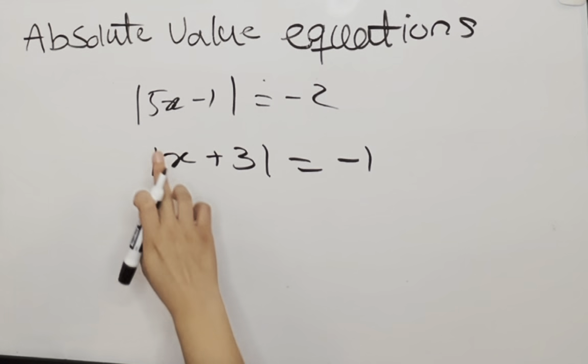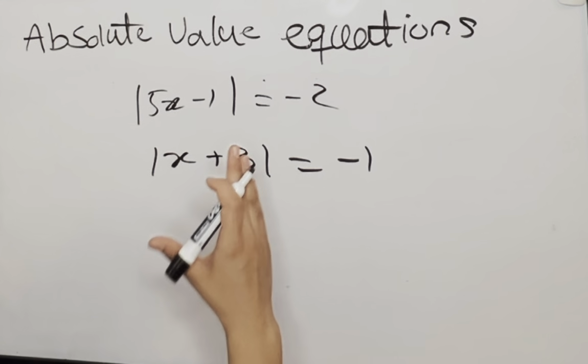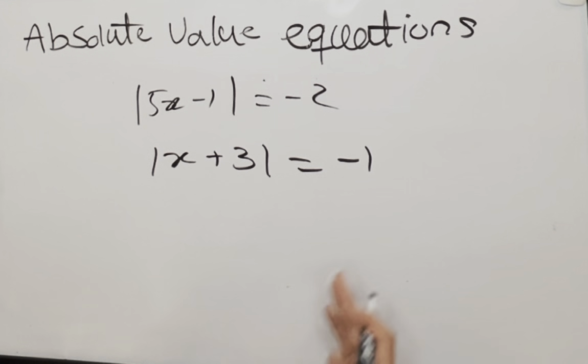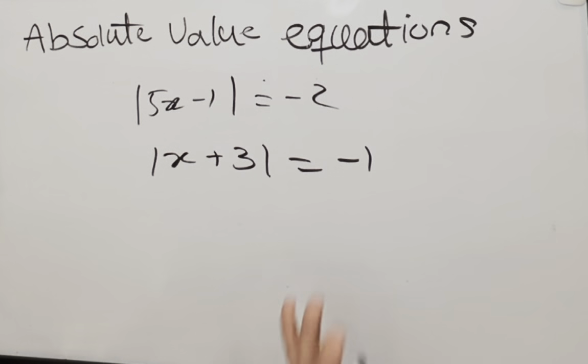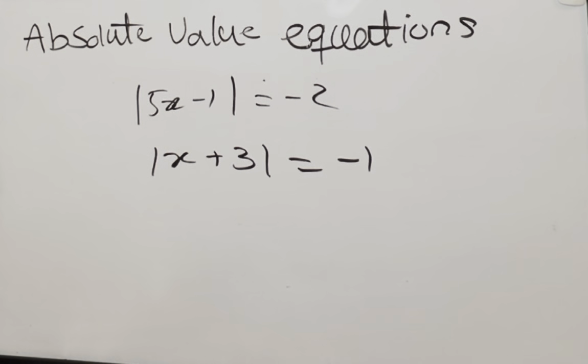Now let's say we have the absolute value of 5x minus 1 equals negative 2. Is this question actually correct? And the answer is no, because we get a negative number as our result. Because the whole equation is equal to a negative number, we should realize that an absolute value is not working here, because every single time we work with absolute value, the answer we get is always a positive number. And as you can see, there's a negative number in here.